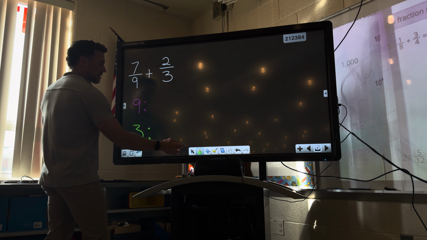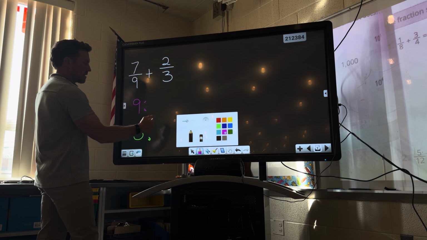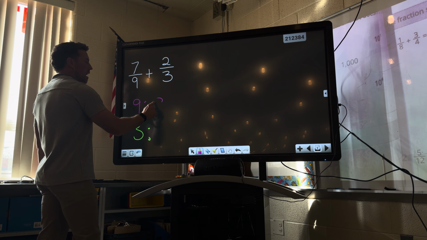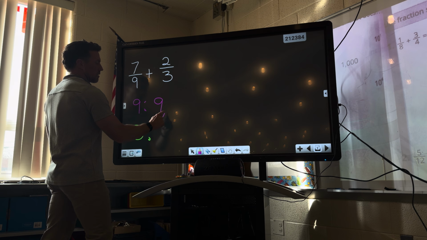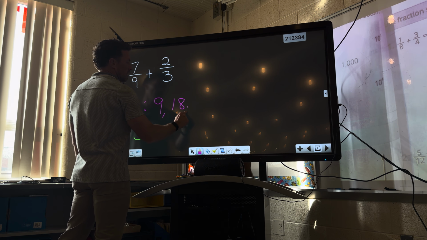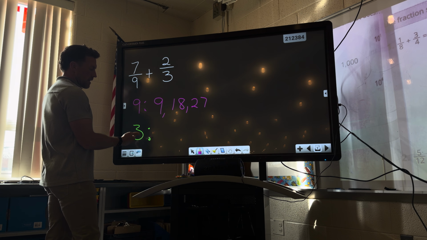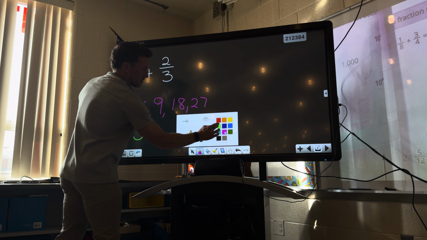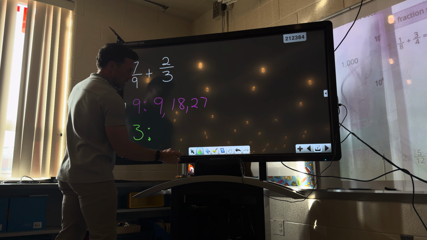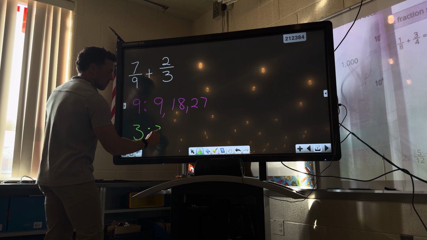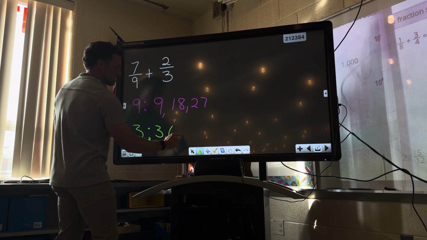And so as I'm listing out multiples of this 9, I am thinking about multiples of 3. So 9, 18, 27, and I will pause there, but now I'm going to go for my 3's. And so I'm going to list out multiples of my 3's, looking for a match. So 3, nope, 6, 9.